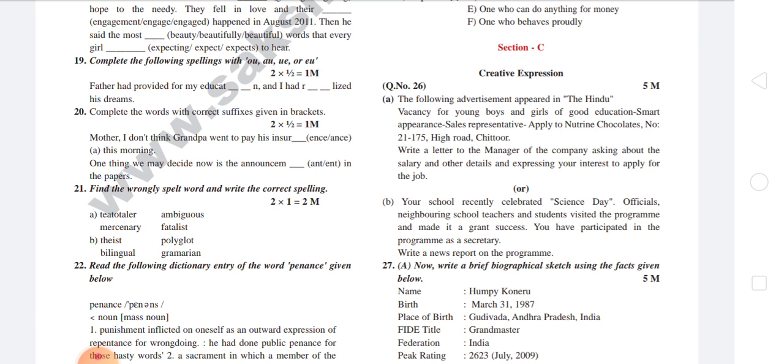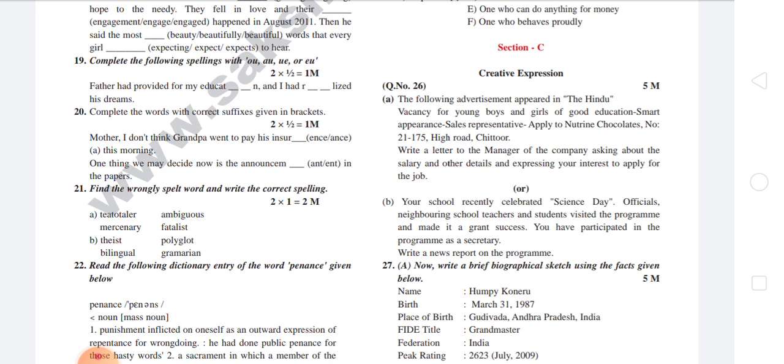20th question. Complete the words with correct suffixes given in brackets. Already we know that there are suffixes and prefixes in English. The word part which we usually add before the base form, we call a prefix. The part which we add at the end of the base word in English, we call a suffix. I will definitely make a video about this, so don't worry. Now we are just discussing the question paper, so no need to discuss that now. So 20th question, suffixes, 2 blanks. We have to choose the right suffix for the given word in the bracket.